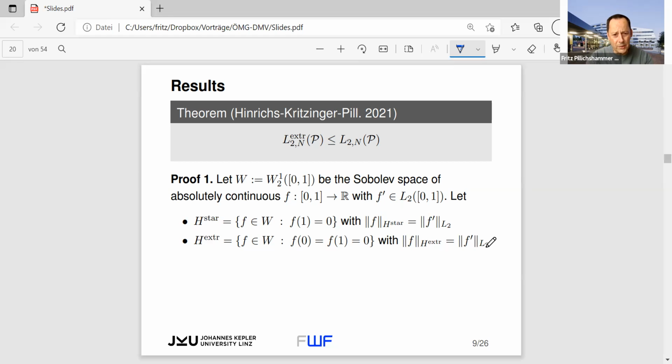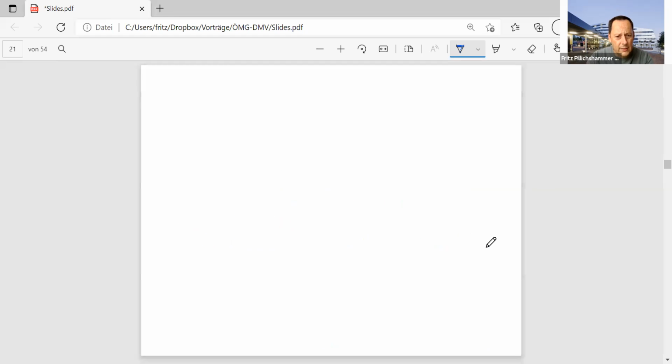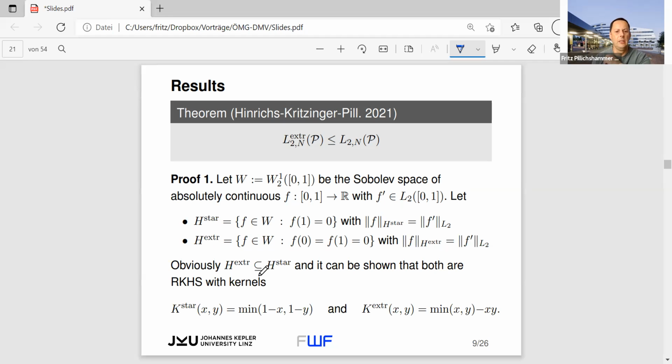Already from the definition of the two subclasses, it is clear that the H extreme class is a subclass of H star. It can also be shown that both of them are reproducing kernel Hilbert spaces, and the kernels can be computed explicitly and are given in the last line here, but that's not so important for the moment. This needs some work to do. There's a gap here, but I only want to give you a sketch, the basic ideas. So both are reproducing kernel Hilbert spaces. So far we are in the one-dimensional case.